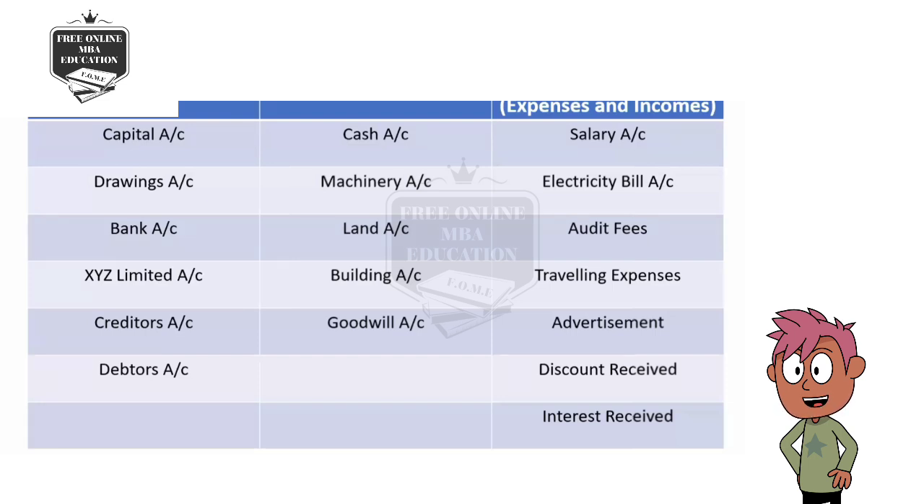Then bank account, wherever the company is going to maintain its bank account, or any bank, any other company, those all are considered to be personal accounts. So living beings, artificial entities are covered under the personal accounts. Then creditors and debtors, whether they are living beings or artificial entities, will be covered under the personal accounts.